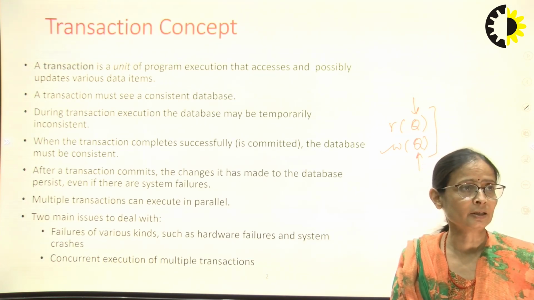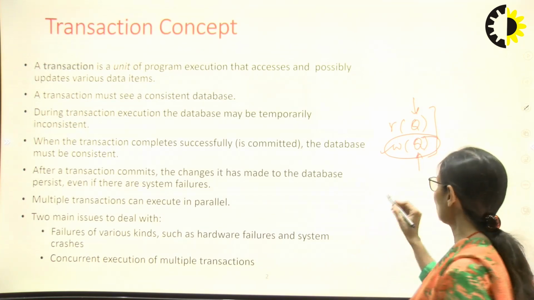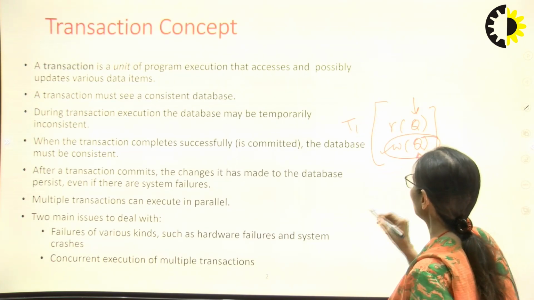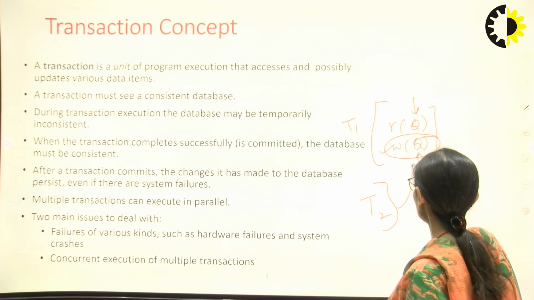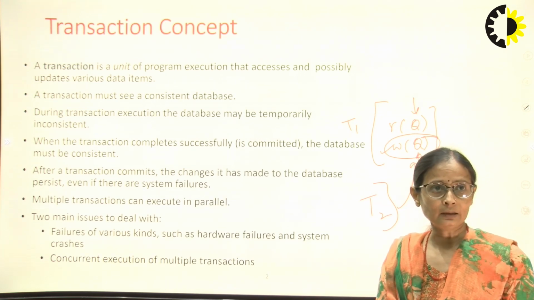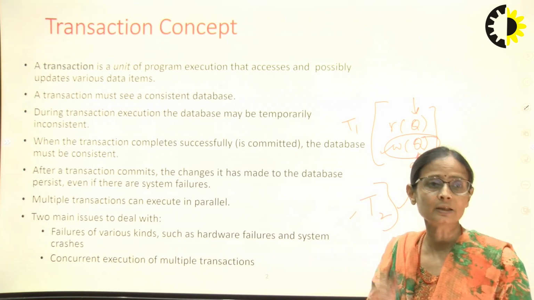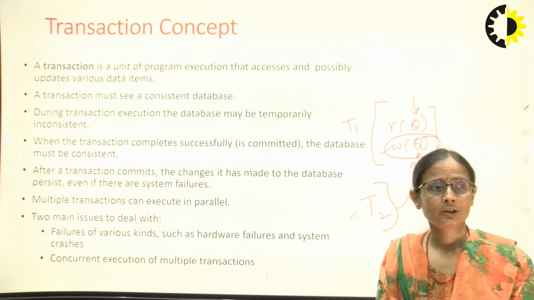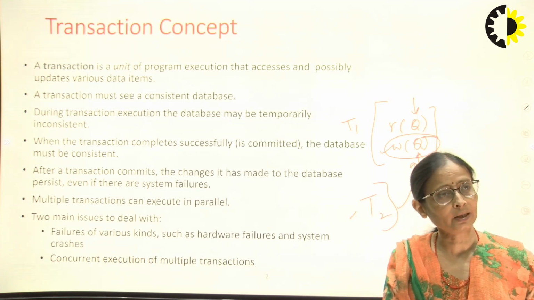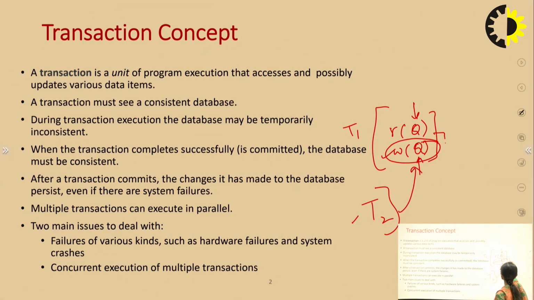Why is it temporarily inconsistent? Because at that time you are updating the database. Let's suppose this is my transaction T1, and another transaction T2 comes and also wants to update or read that particular data item. If we allow this transaction, then it will see the inconsistent state of the data item Q. So when we are executing a transaction, the database is inconsistent, but once it has been successfully done, after that it becomes consistent.